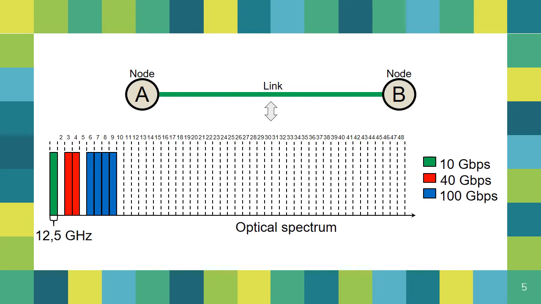In this figure we can show some example of optical spectrum. Here we have a simple network with two nodes A and B, and between these two nodes we have a single link. Below we show this link spectrum. So we have here 48 slots, and these slots can be allocated to data transmission. So here we have three circuits as an example. The first circuit has one slot, and the slot number 2 is saved as a guard band to avoid interference between circuits. The second circuit in red has two slots, 3 and 4, also followed by a guard band. And next we have a circuit with 4 slots, from 6 to 9. So each of these slots has 12.5 gigahertz.